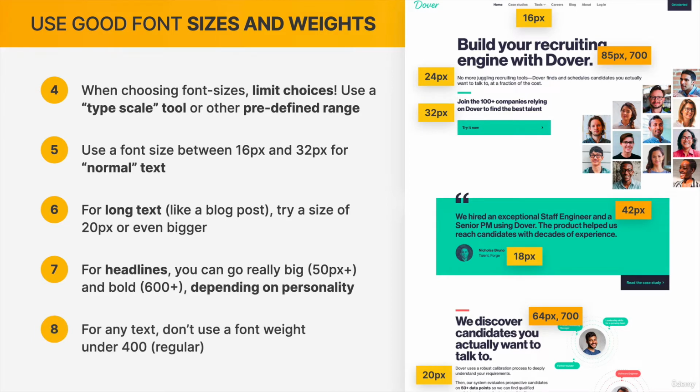Now, the final rule about using good font sizes and weights is to use a font weight that is over 400. So if you go below 400, that would be light or really light text, and that is then hard to read. So just don't go below 400, which is basically a regular font weight.